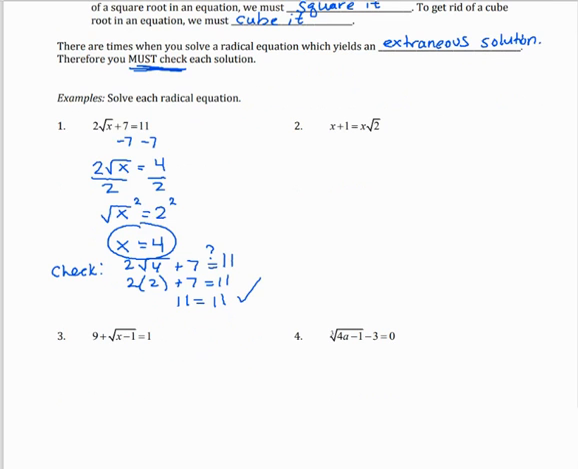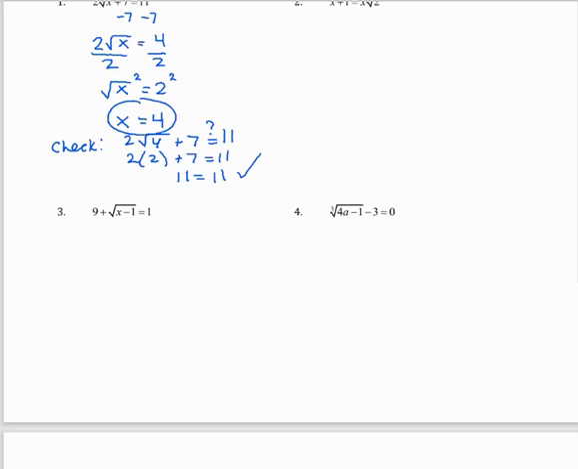Okay? I'm going to jump now to number 4. So you can try 2 and 3. Again, make sure that you check those extraneous solutions. On 4, notice we have a cube root. Don't let that throw you off. We're still going to just isolate that radical and isolate the variable. So the first thing we're going to do is get rid of that 3. So we'll add 3. I now have the cube root of 4a minus 1 equals 3.